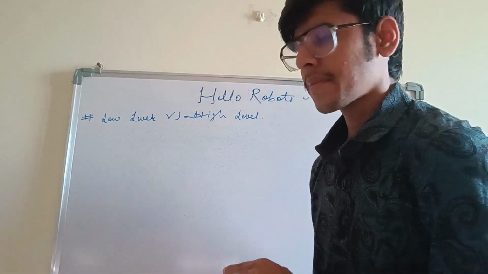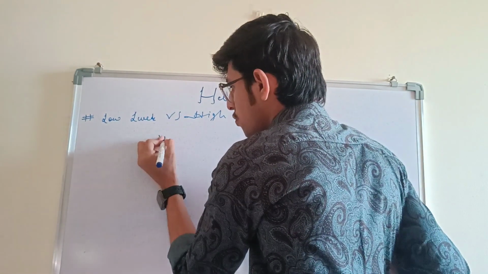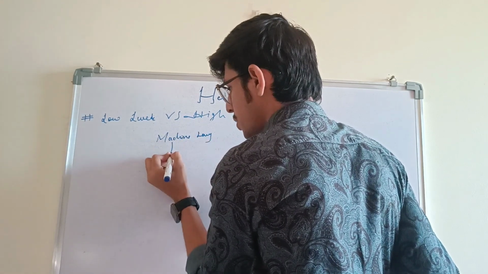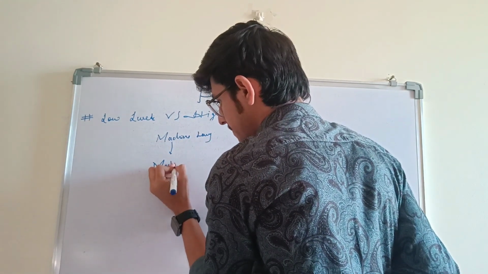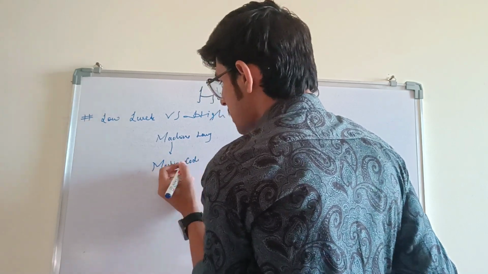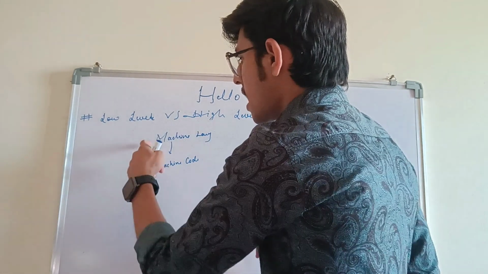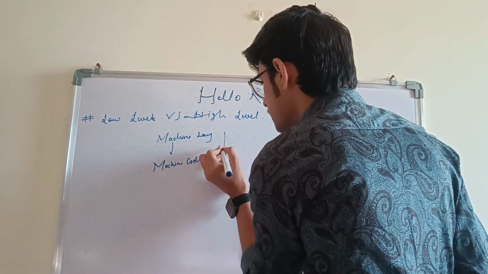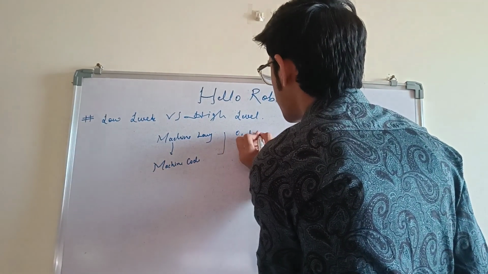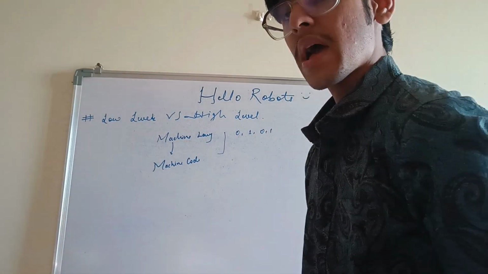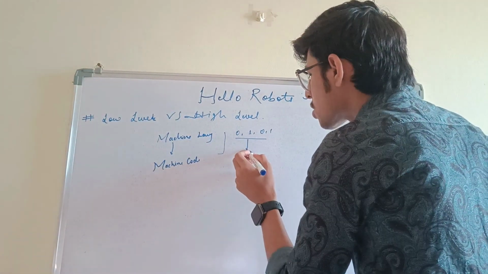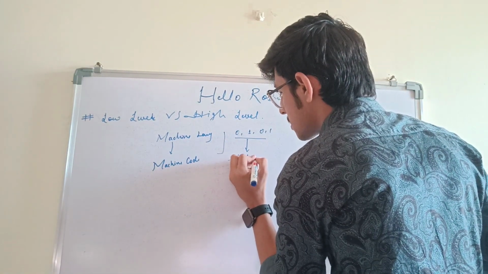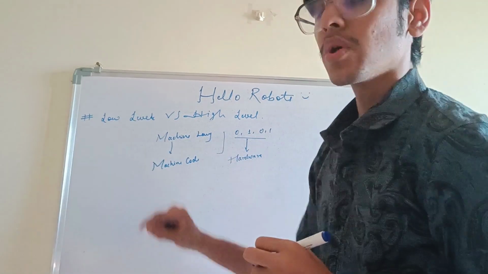Let's understand. In the past video, we learned about machine language, or we can say machine code. These two things are the same. These two languages are a part of low-level language. Why? Because these two things are in the form of zeros and ones. These zeros and ones are very closely connected to the hardware. That's why it is called low-level language.